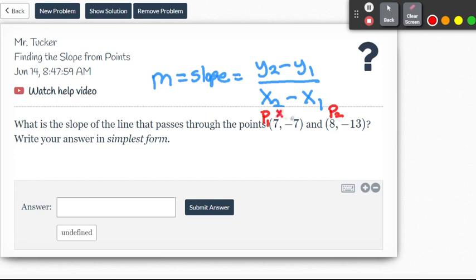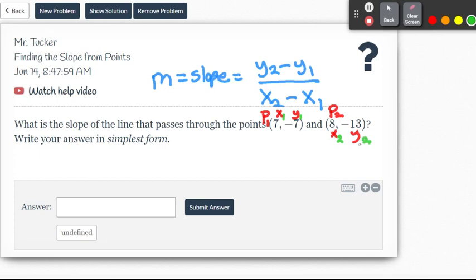This is an x value. This is a y value. This is an x value. This is a y value. So all we're doing is saying, well, this is the first x and the first y. This is the second x and the second y. And it actually doesn't matter which order the coordinates are named.